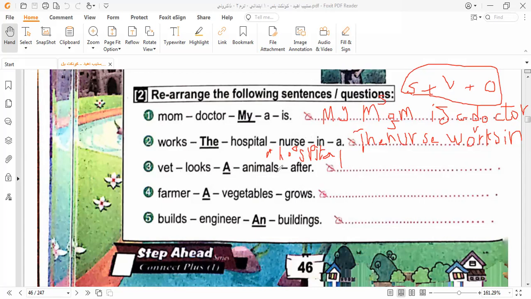A vet looks after animals. So it would be a vet. What is the meaning of it? The person who deals with what? With animals. A vet looks after animals. Looks after animals. I will leave the two sentences to do as homework, okay? I answer 3 and the rest will be homework. Let's go to another one.